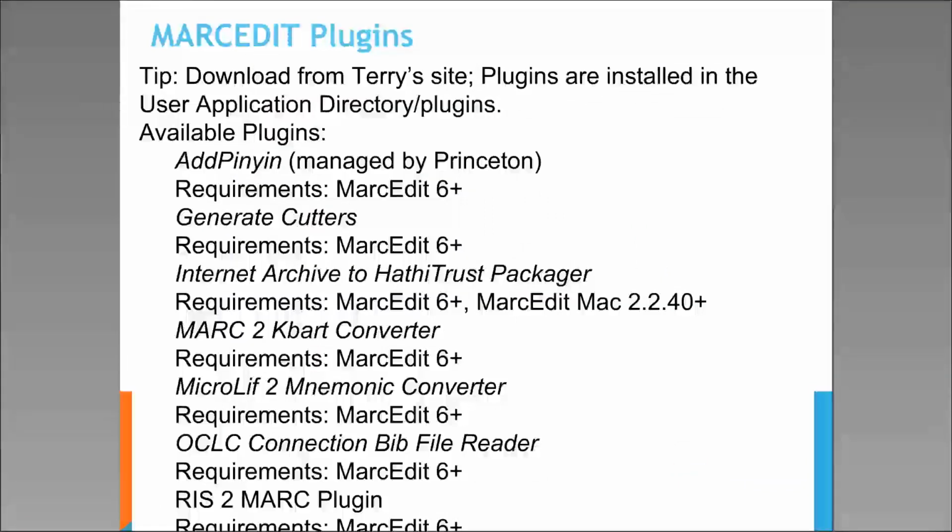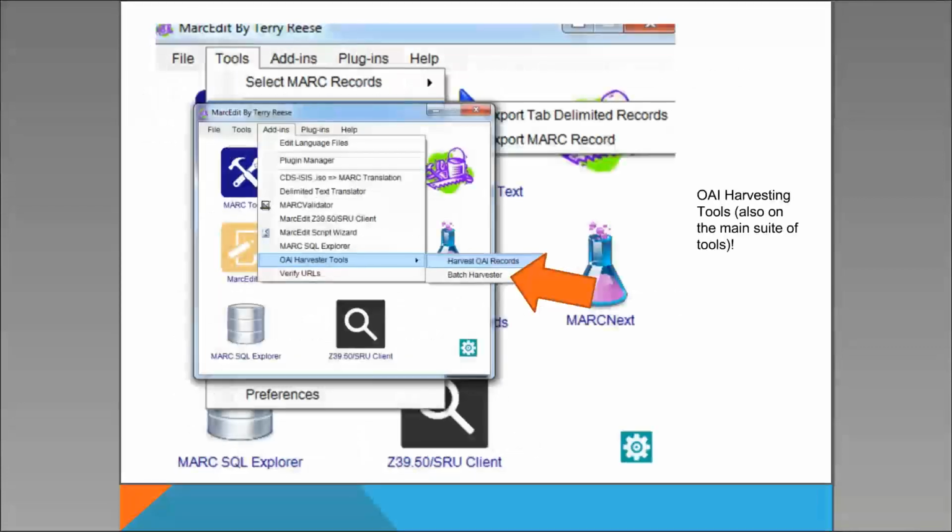Plugins. In addition to what's on the site, these are all freely available. You can download some additional plugins, and you see that some of them are managed and maintained by others. So Princeton has the Add Pinion. There's also a Generate Cutters. That's a very useful one too. There's the Internet Archive HathiTrust Packager. I don't know much about the other ones here, but there are some other plugins too that may be of use. If you are doing a lot of work, you can also contribute your own.